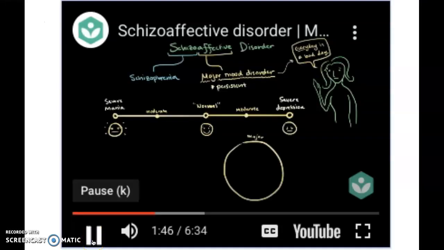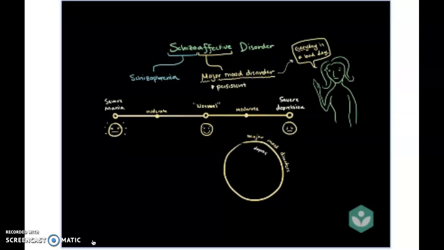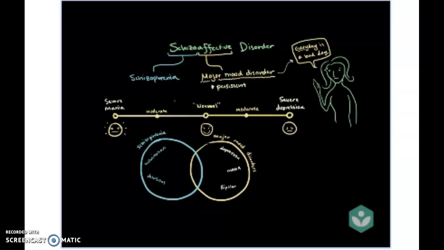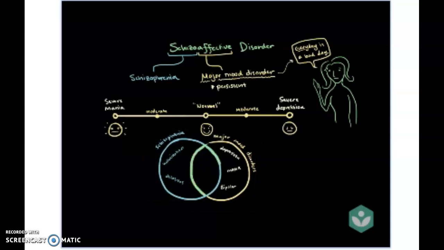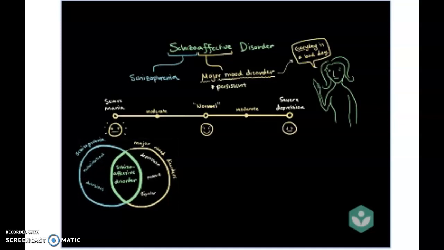Let's say you've got this circle for major mood disorders like depression, mania, or bipolar disorder. And then this circle represents schizophrenia and symptoms of psychosis like hallucinations and delusions. If we combine these two sets, this middle chunk is what we call schizoaffective disorder, which, as we can see, has both a major mood disorder and also symptoms of schizophrenia.